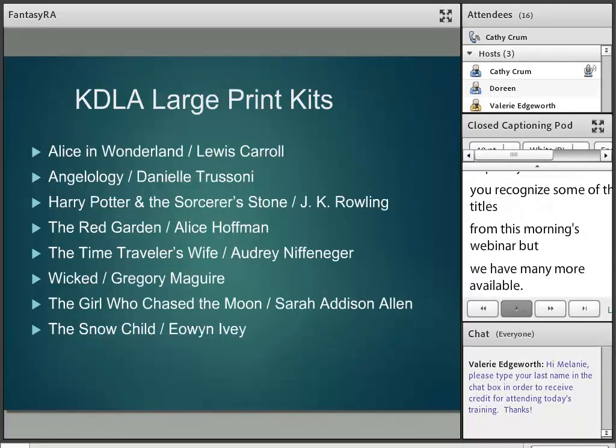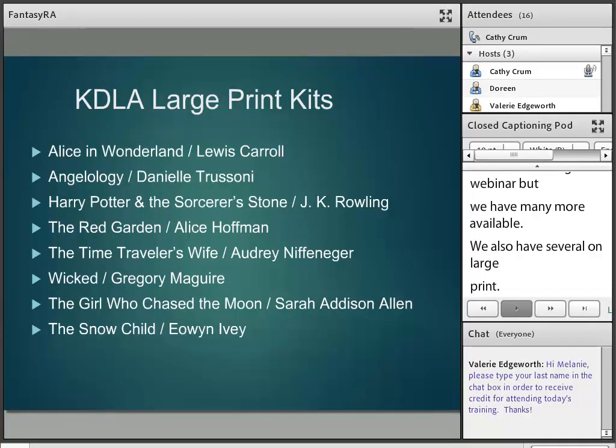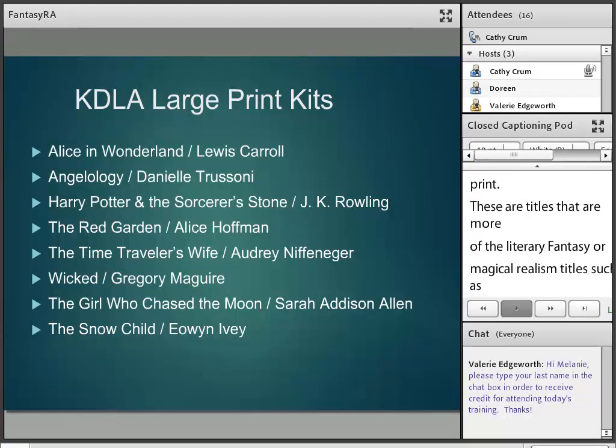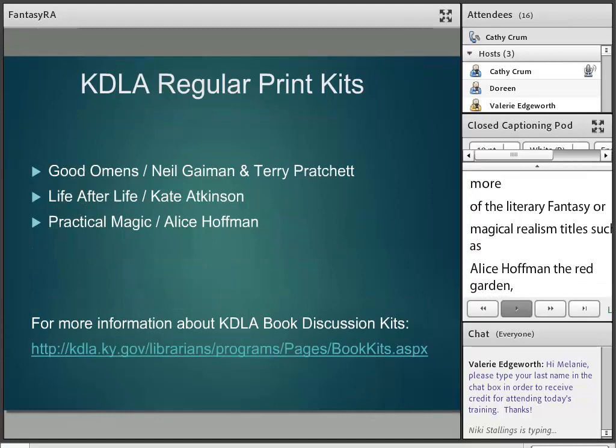How can we help you at KDLA? Well, we have quite a few book discussion kits that are based on fantasy novels, with many of those being Text Express Youth Kits. Here are some of the titles that we have for our Text Express Youth Discussion Kits. Hopefully you recognize some of the titles from this morning's webinar, but we have many more available. We also have several in large print.